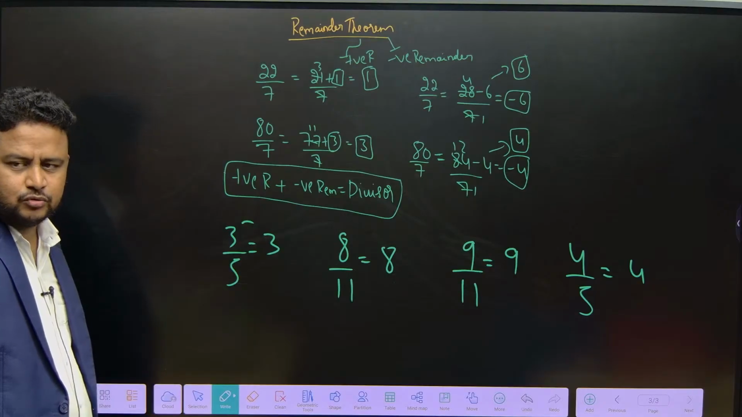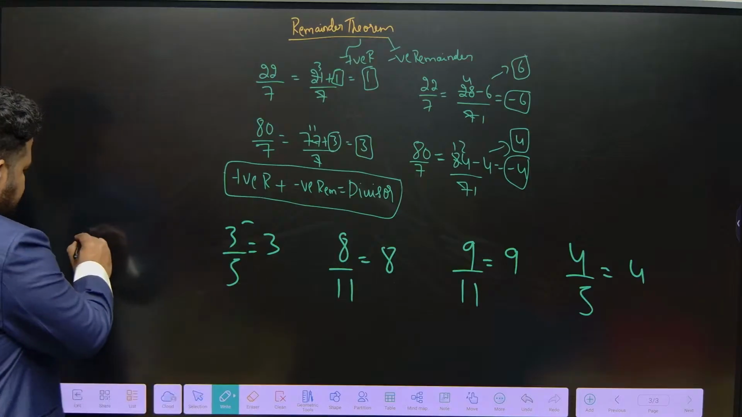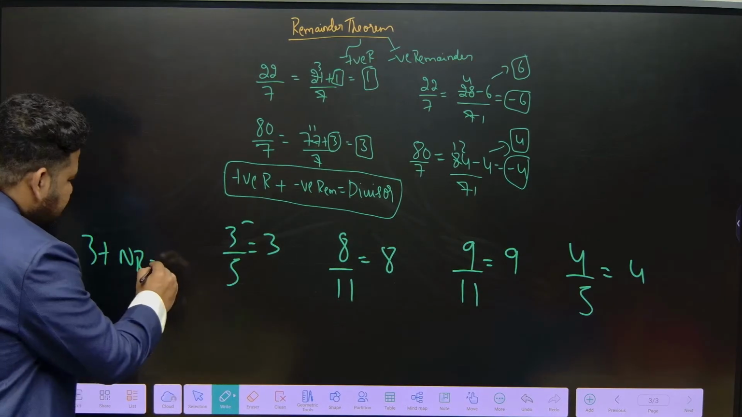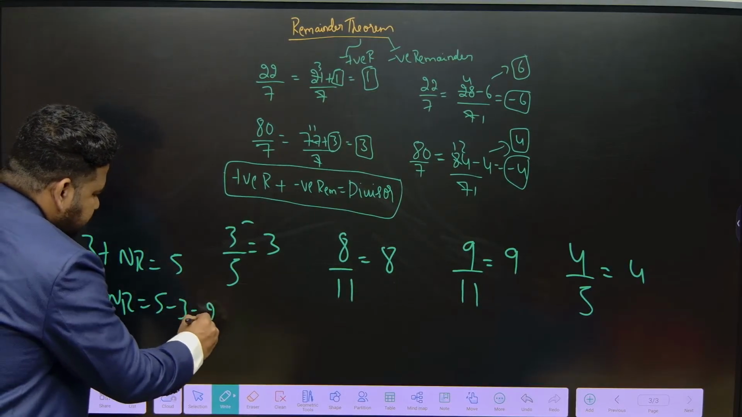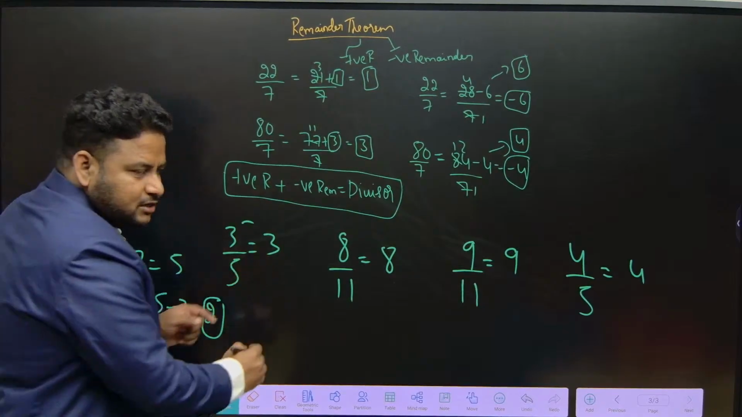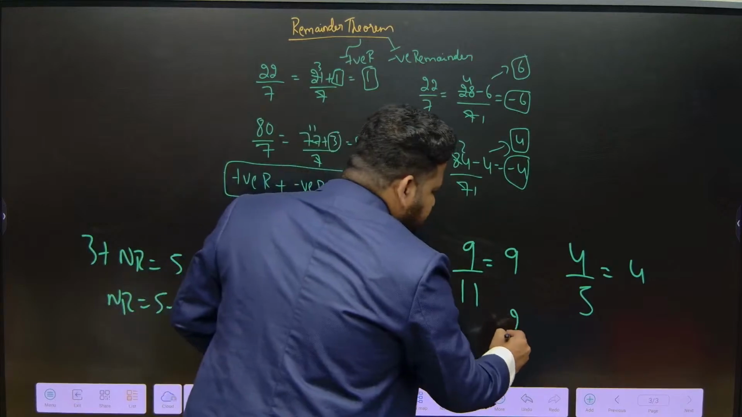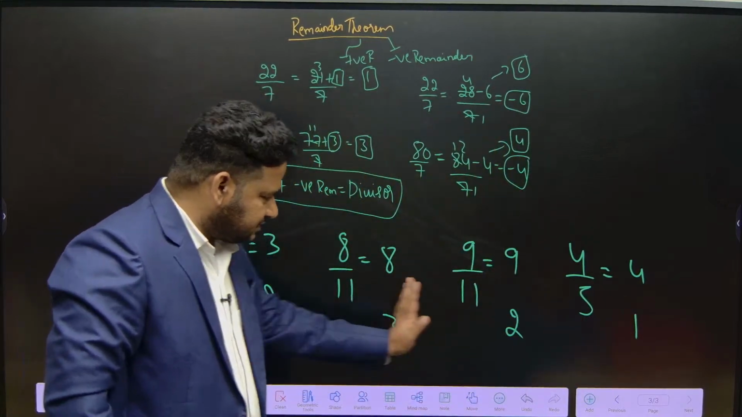Correct, it is 2. See, 5 minus 3, that itself is 2. See, 3 plus negative remainder is equal to divisor, which is 5. So negative remainder is equal to 5 minus 3, that is 2. So for this the negative remainder is 2. For this it is 3. For this it is 2. For this it is 1. Okay. Here the concept is not about the negative remainder.